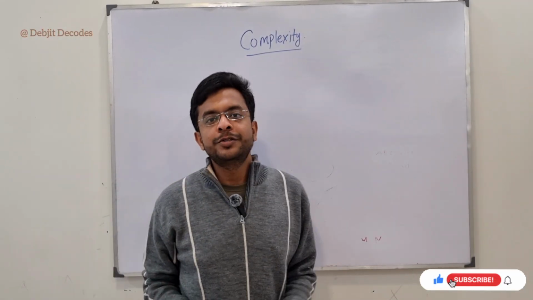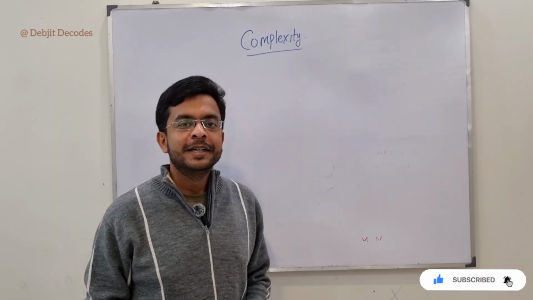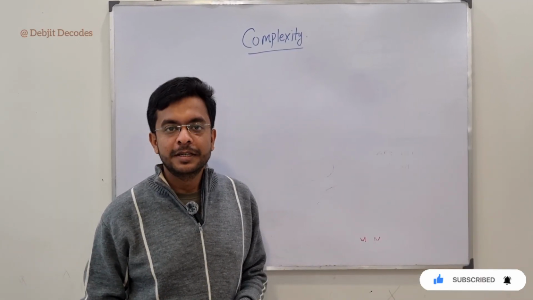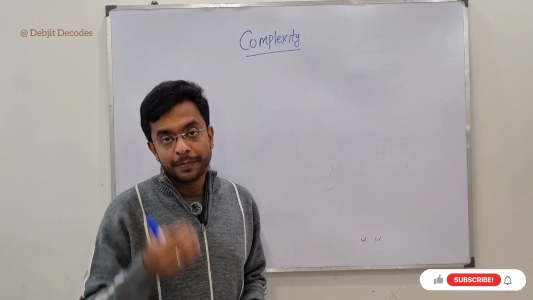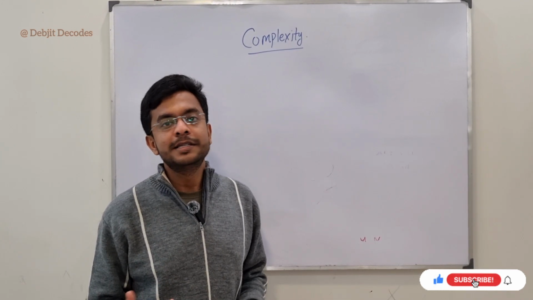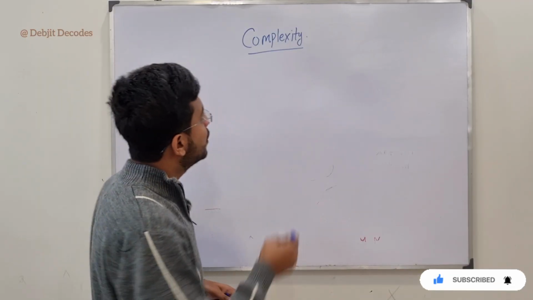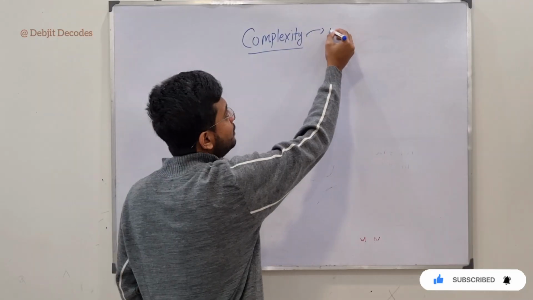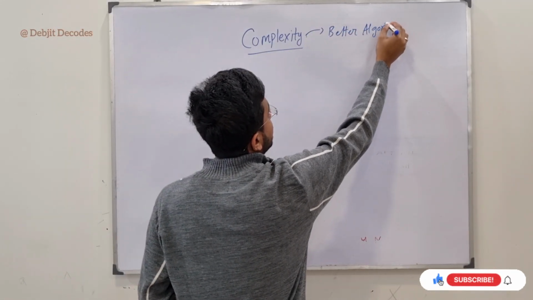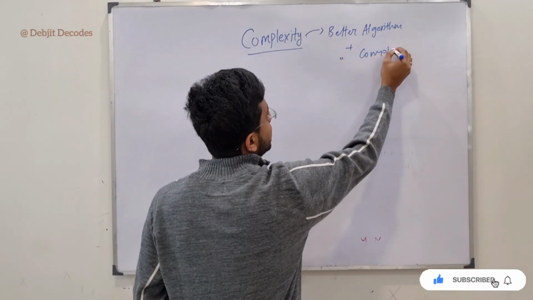Before moving to this topic directly, let me ask you something. How do you think that Google searches billions of pages within 1 second? Or say you are using one app that is working brilliantly, but another app is hanging. Why is it so? If you think about it this way, it is because of a better algorithm as well as better complexity.